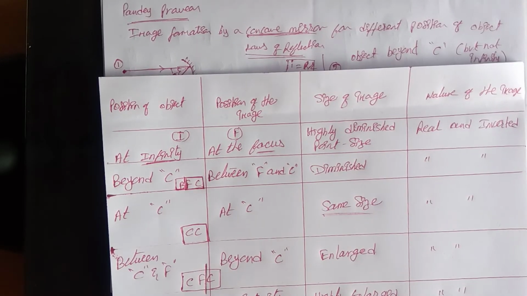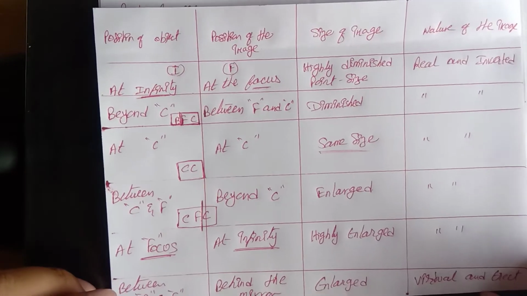In the previous class we were dealing with image formation by a concave mirror for different positions of the object, which obeys the laws of reflection, and we had seen how images are formed. In today's class let us draw a table for the same thing. I have drawn a ready-made table for you so that my videos are small.